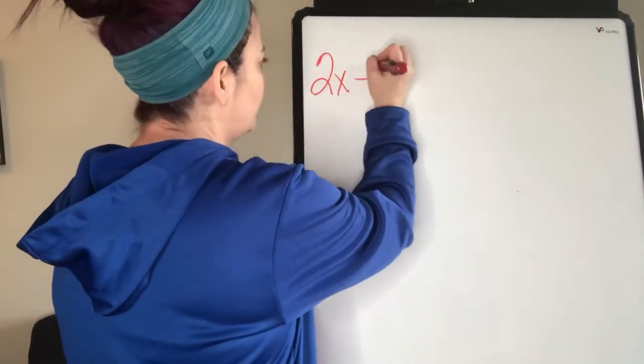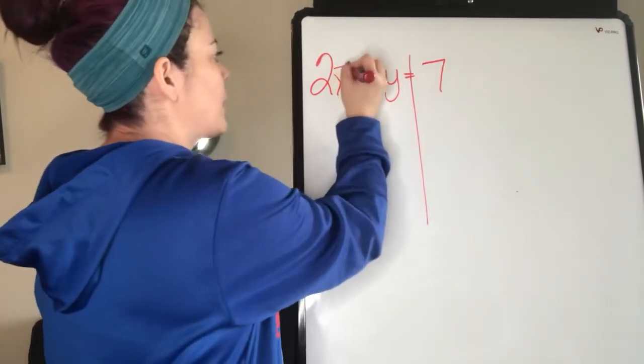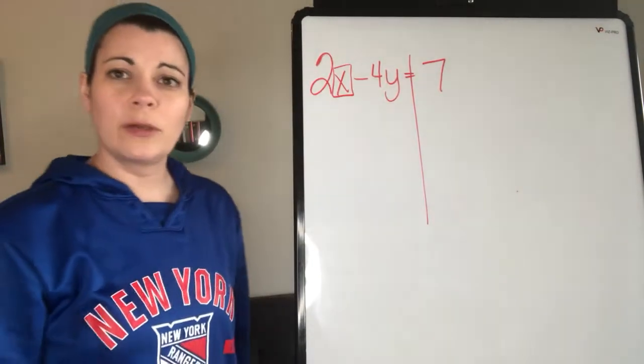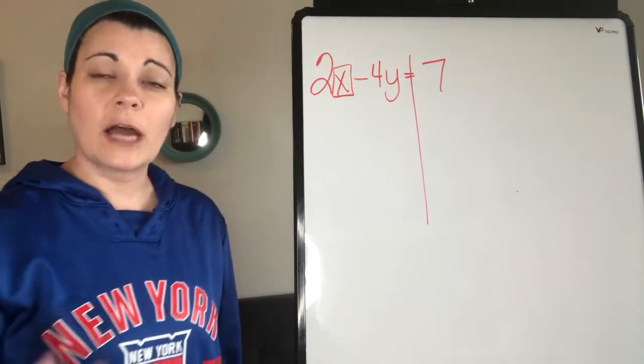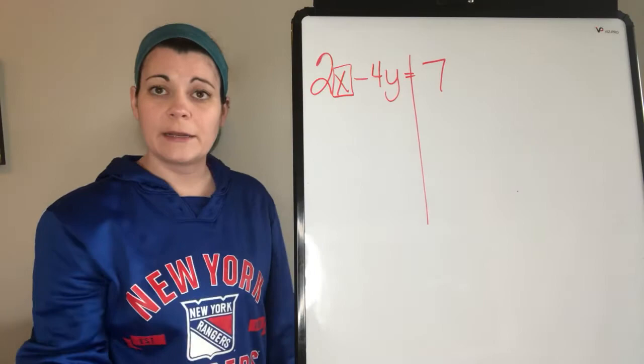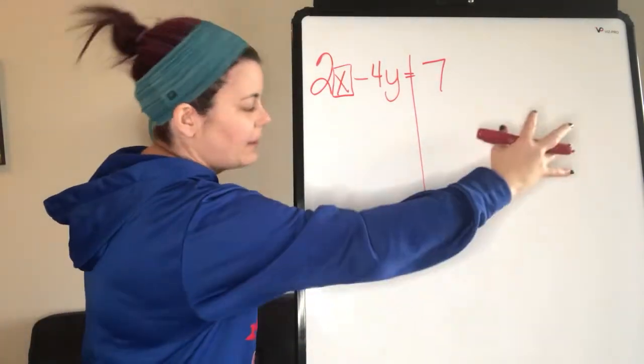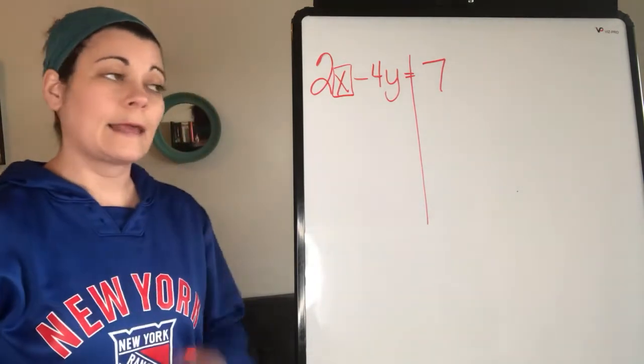2x minus 4y equals 7, and I want to solve for x. We solve it just like we do any equation, except your answer is not going to be a number, because you're missing two unknowns. There's no way we can get a number answer. But I do want to isolate this x on the left side and have everything else on the right side.